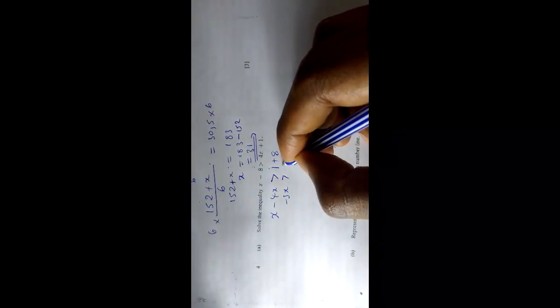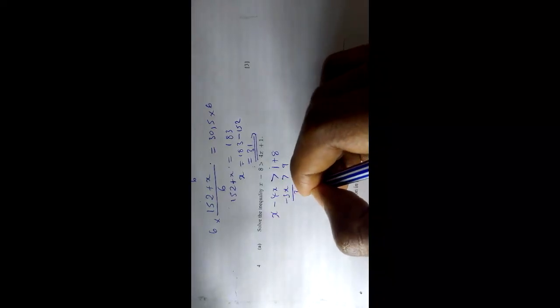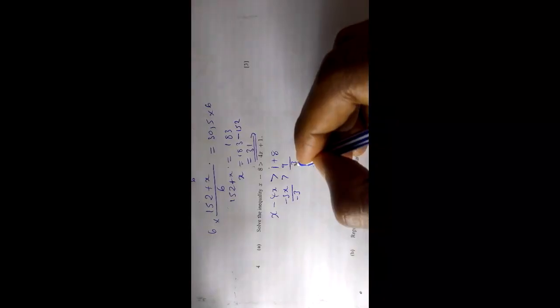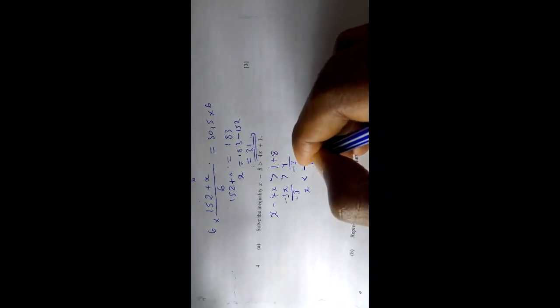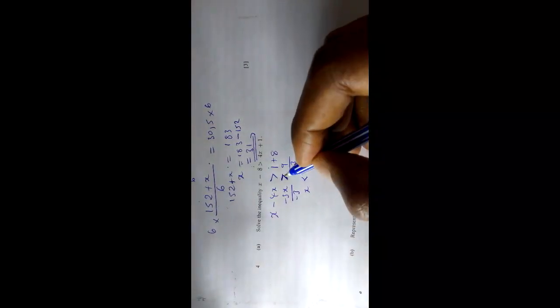This is 9. So if you divide both sides by minus 3, we are going to have x is less than minus 3. So this is where the inequality sign changes direction, when we are dividing with a negative number.